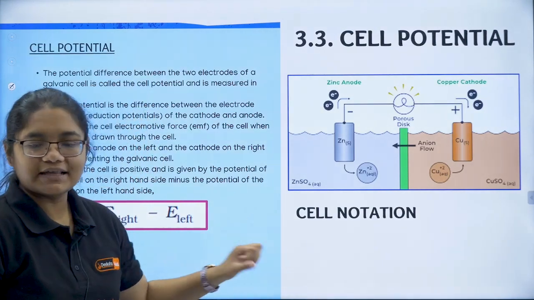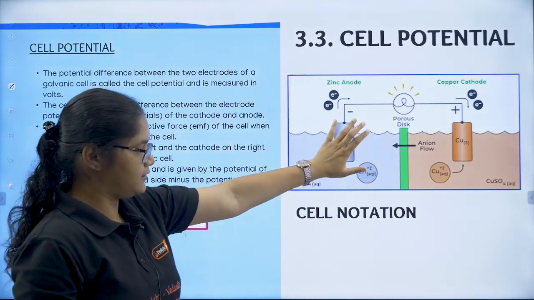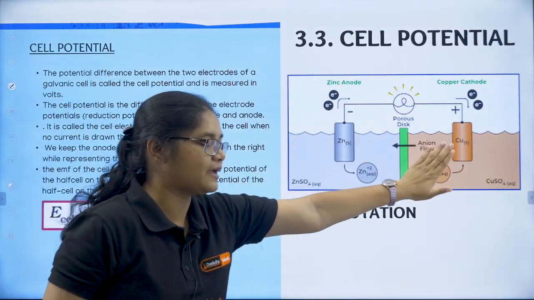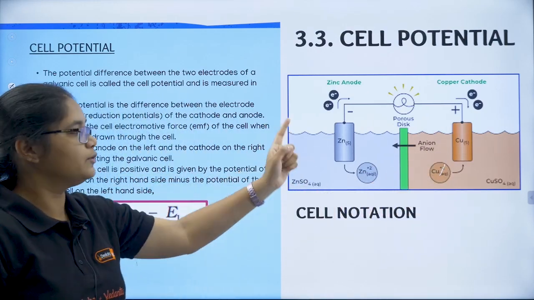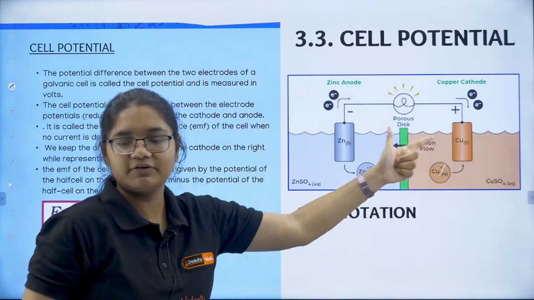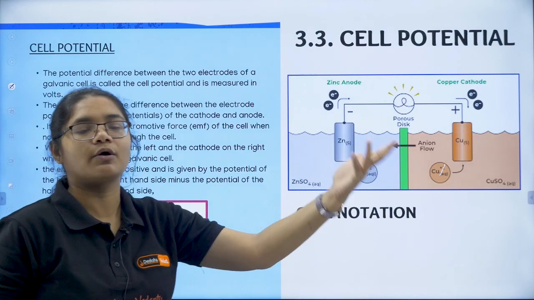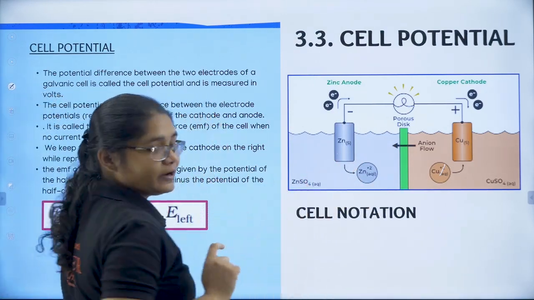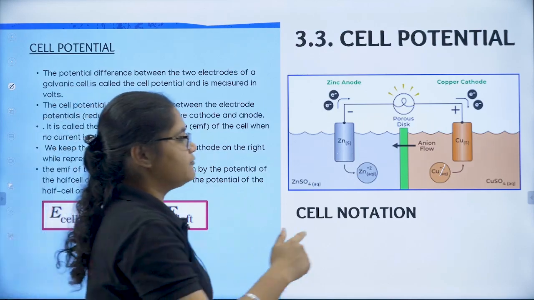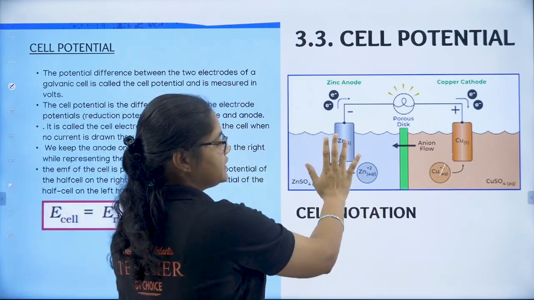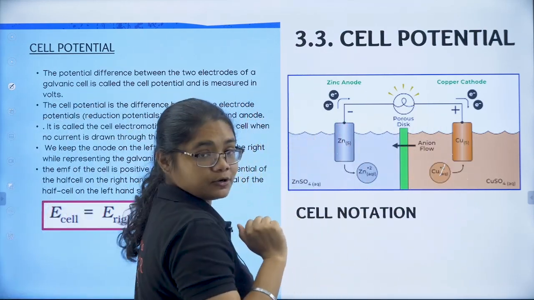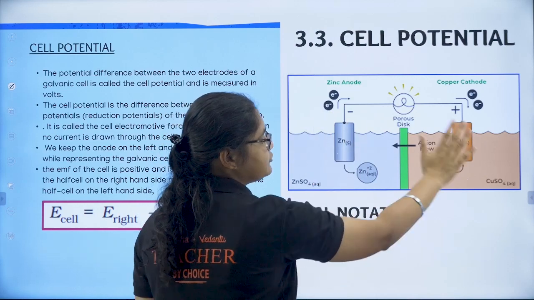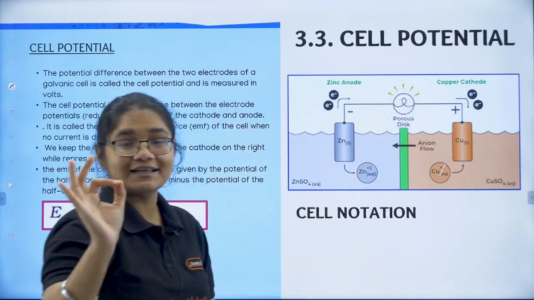So as I told you, what is cell potential? We have electrode potential difference here, we have electrode potential difference here, due to which electrons start flowing. The difference between these two electrode potentials is called your cell potential. The difference between electrode and electrolyte is called electrode potential, the oxidation or reduction potential. But the difference between these two potentials is called your cell potential.